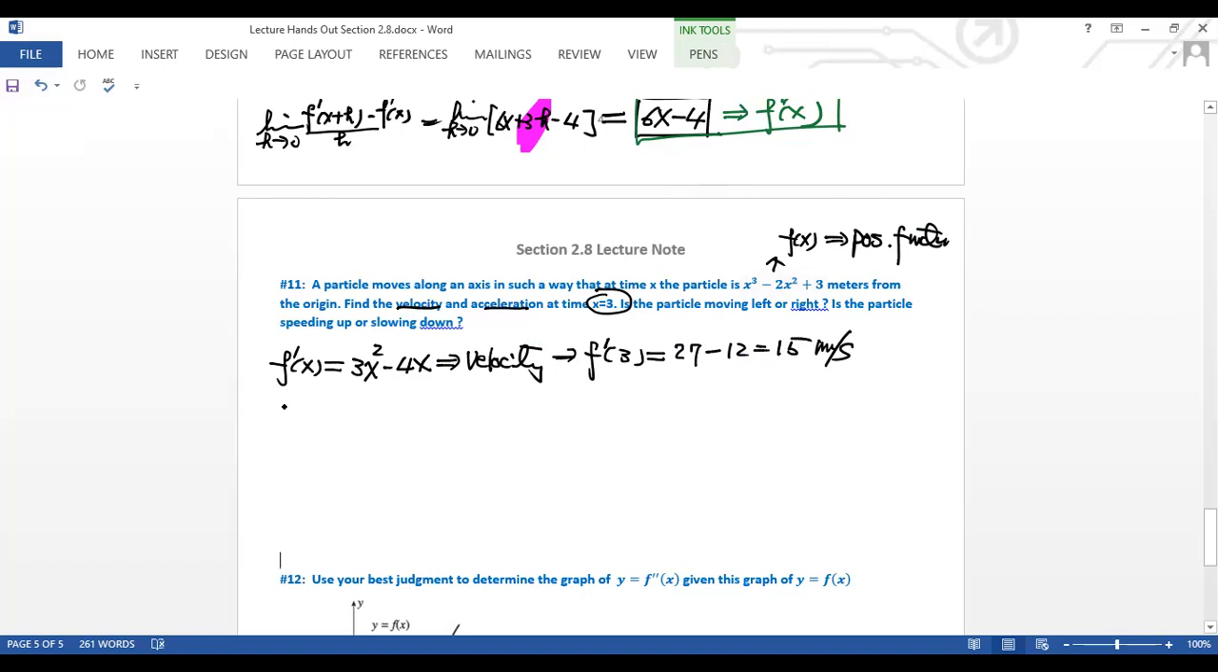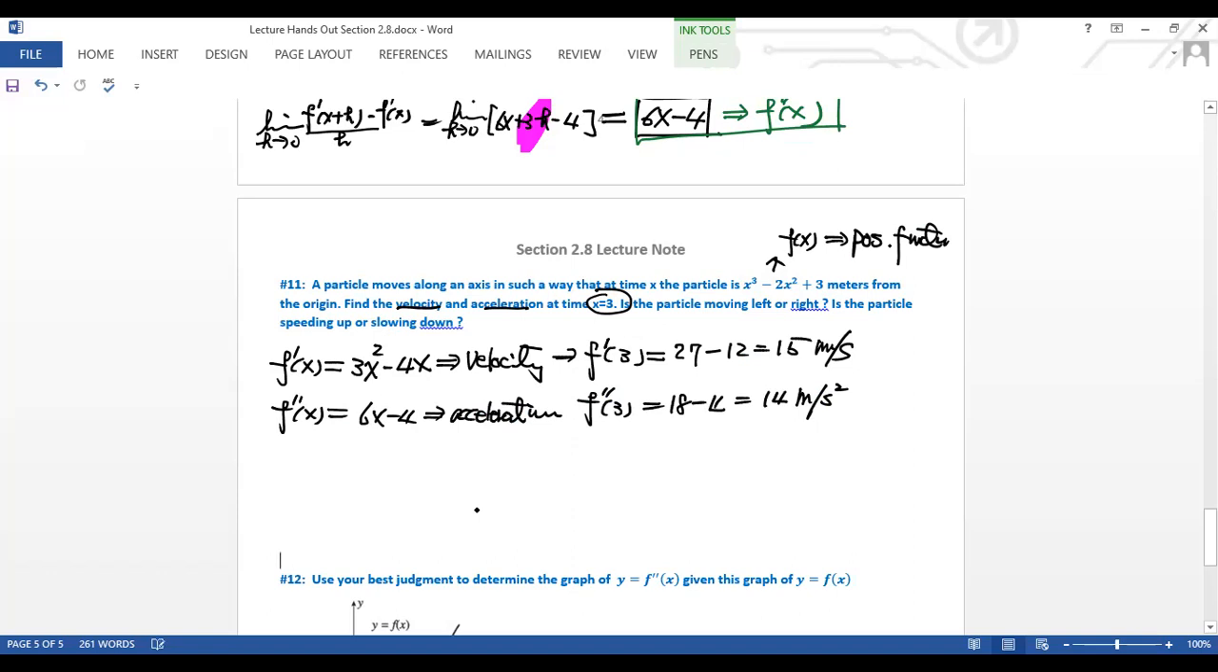Okay, so now let's take a look at f double prime of x here. We have f double prime of x is 6x minus 4. So we know the second derivative is the acceleration. Let's say f double prime of 3 is 18 minus 4, so it's 14. So this will be 14 meters per second squared. So this is our acceleration.